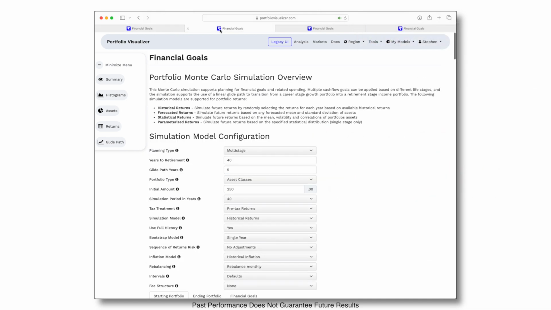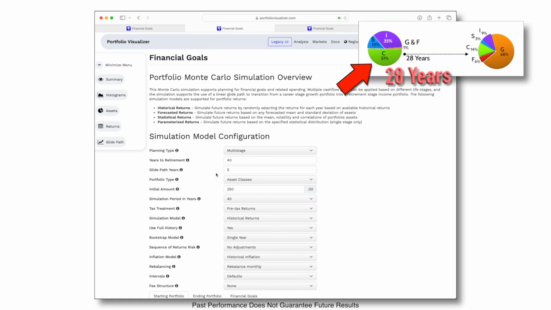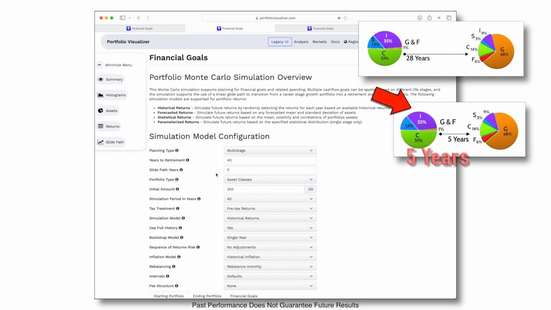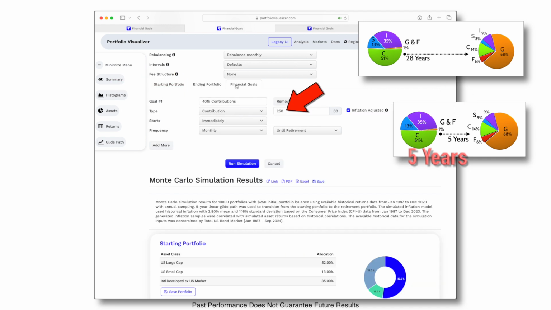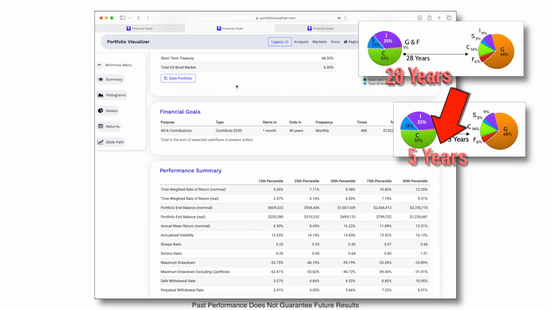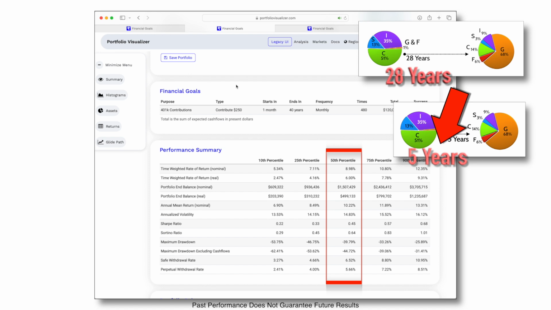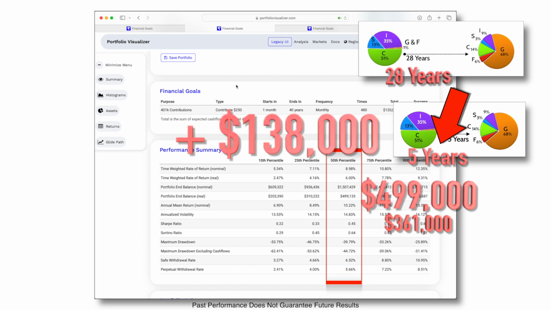Now let's see what happens with the exact same parameters as before, but with one single change. Instead of starting to shift from a growth to a conservative portfolio starting 28 years out from retirement, we'll do it with 5 years left before retirement instead. Same 40-year career, same suboptimal TSP investment strategy in the early years, same L income strategy at retirement, same $250 monthly contributions, but delaying the transition from 28 years out to 5 years caused the expected real value of the 50th percentile to increase from $361,000 to $499,000, or approximately $138,000 more.